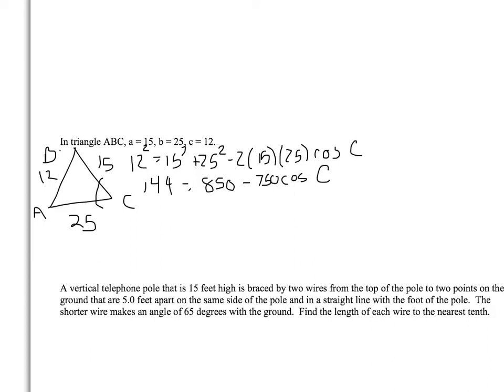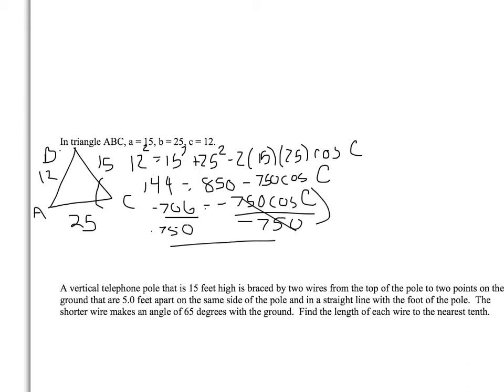Subtract the 850. You'll get negative 706 is equal to negative 750 cos C. Divide by negative 750, and do your inverse cos. C is equal to, and rounding to a whole number here, 20 degrees.